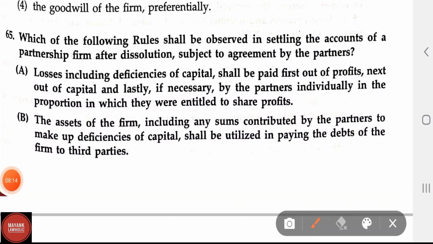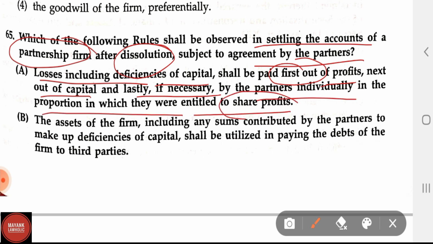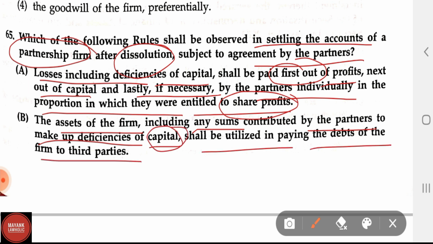Which of the following rules shall be observed in settling the accounts of a partnership firm after dissolution, subject to the agreement by the partners? Option A. Losses including deficiencies of capital shall be paid first out of profits, next out of capital, and lastly, if necessary, by the partners individually in the proportion in which they were entitled to share profits. Option B. The assets of the firm including any sums contributed by the partners to make up deficiencies of capital shall be utilized in paying the debts of the firm to third parties.